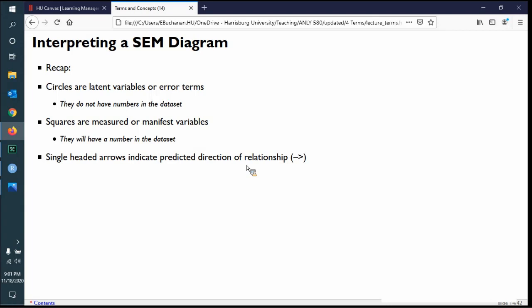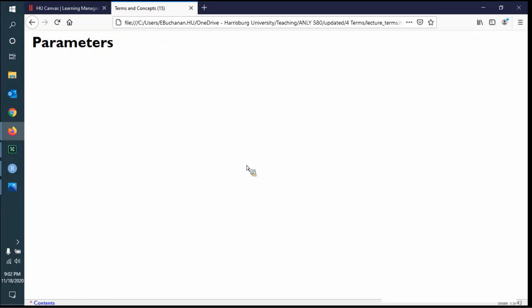A single-headed arrow is the directed, predicted direction of the relationship, where it's x arrow into y, or exogenous into endogenous. A double-headed arrow indicates either variance or covariance. So this is not a predictive relationship, they vary together. All right, I've got my picture, and then the picture had numbers on it. So what are those numbers? What do they mean?